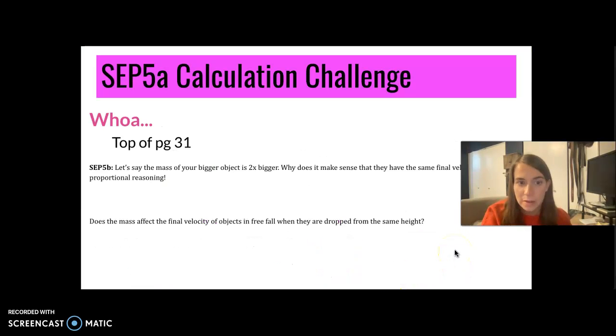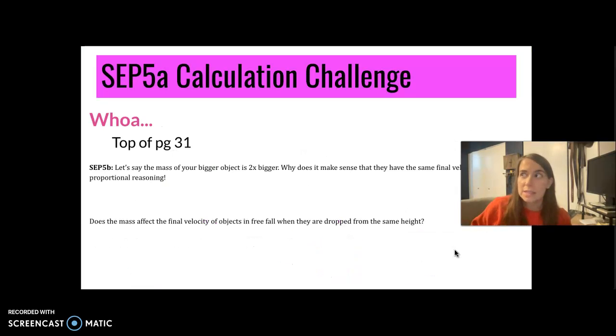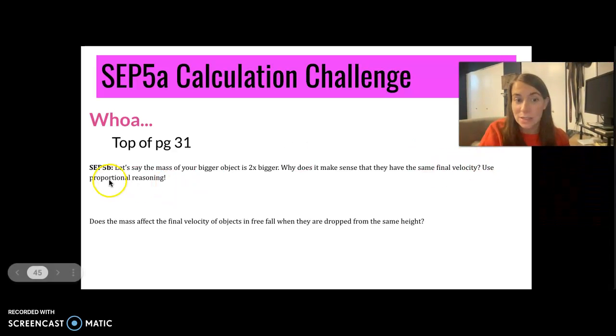Hold up. Flip over the page, page 31. Something happened. They have the same velocity. So let's say the mass was double the mass. Why should it make sense that you have the same final velocity using proportional reasoning? So this is a preview for tomorrow, but we could prove that they should have the same using proportional reasoning.